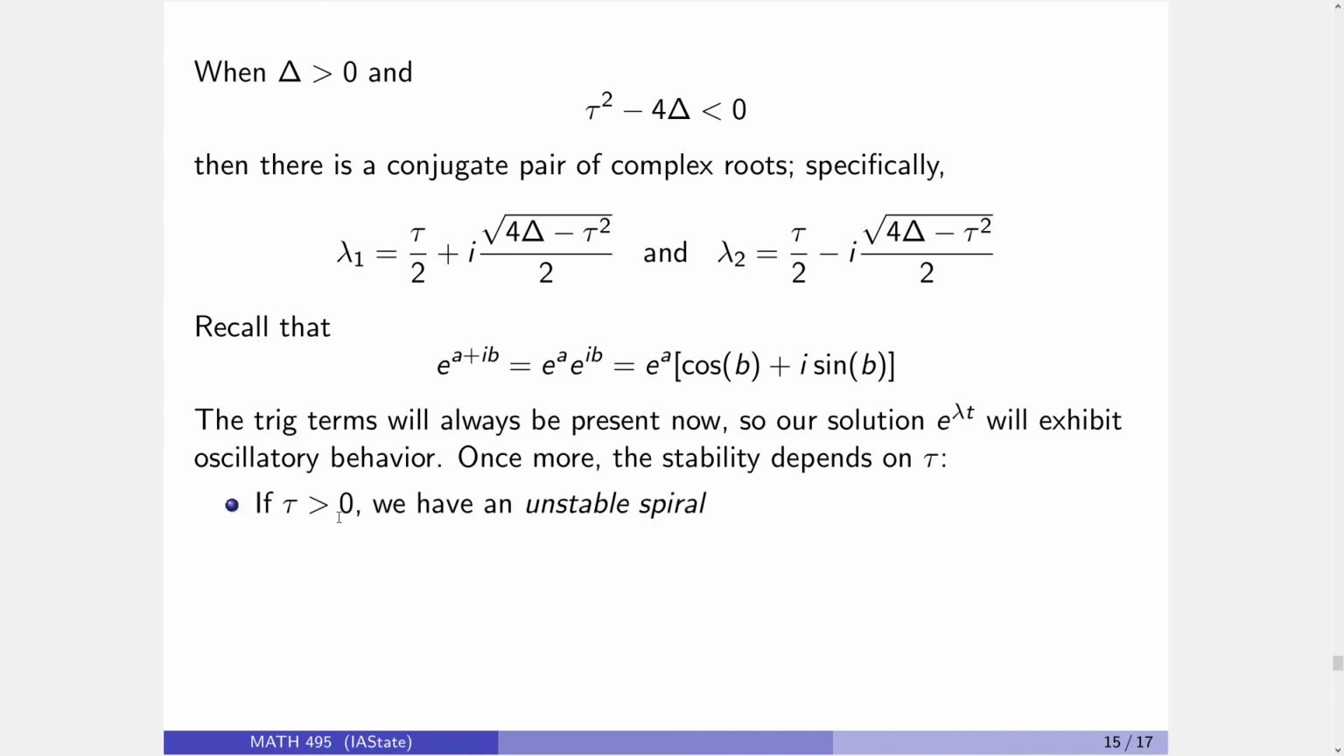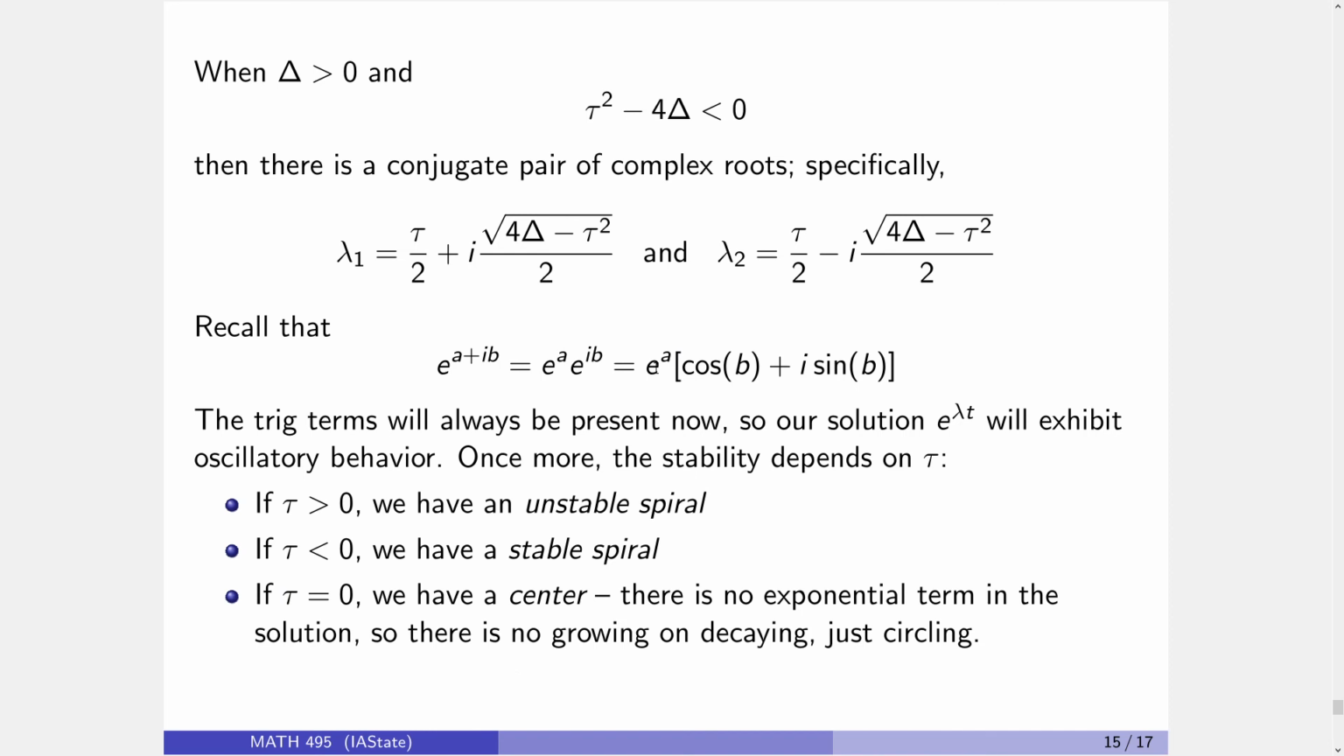Again, if tau is positive, that means this term would be positive, so we will be unstable. If tau is negative, this will be negative, so this will decrease, so we'll have a stable spiral. And if tau is equal to zero, there is no exponential term, so wherever we are, because there's no exponential, there is no growth. There is no decay, so we will just circle. All right, but as we're going to see, it's not going to be a true circle.